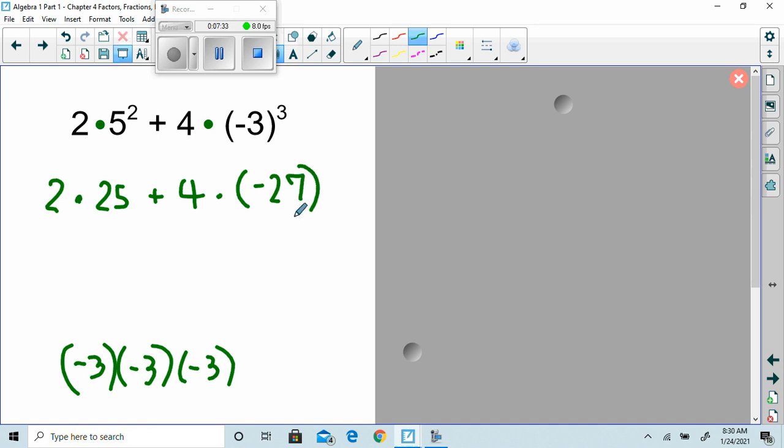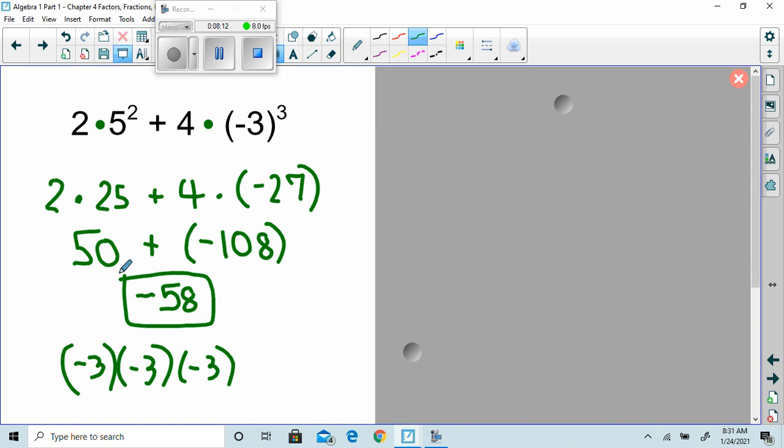All right, left to right rule. 2 times 25 is 50. Adding comes last, so I'm going to get 4 times this negative 27, which gives me a negative 108. You can use paper and pencil to get that answer. And then I'm going to do my final step, and I see that I have unlike signs to add, so I'm going to know that my answer will be a negative 58. Step-by-step process.